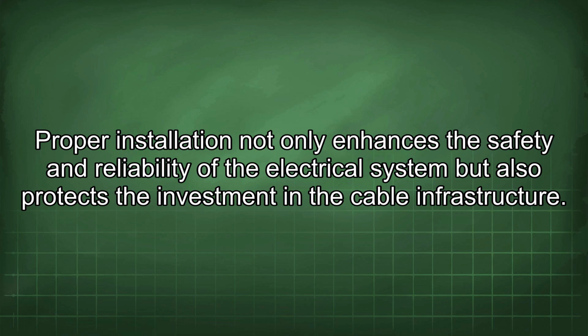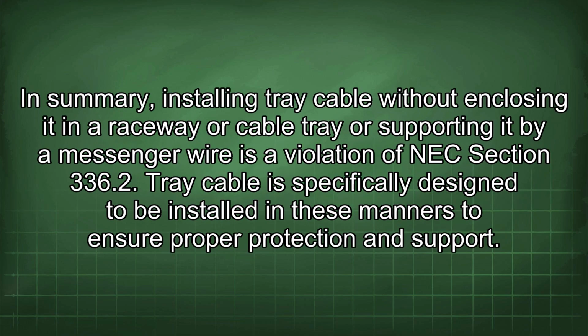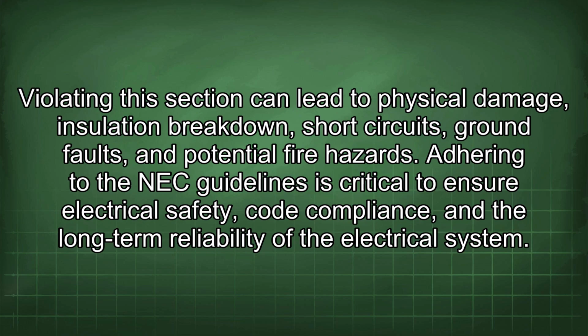In summary, installing tray cable without enclosing it in a raceway or cable tray or supporting it by a messenger wire is a violation of NEC Section 336.2. Tray cable is specifically designed to be installed in these manners to ensure proper protection and support. Violating this section can lead to physical damage, insulation breakdown, short circuits, ground faults, and potential fire hazards.